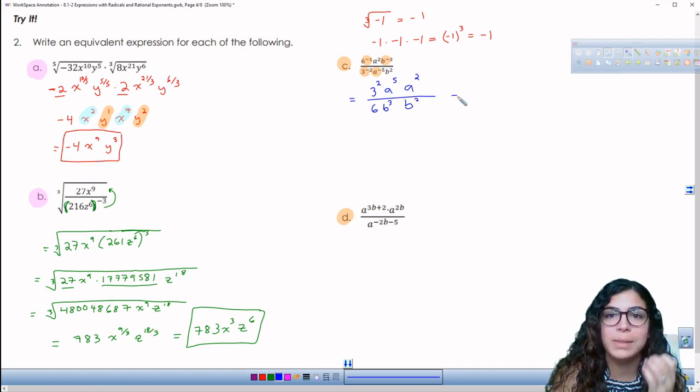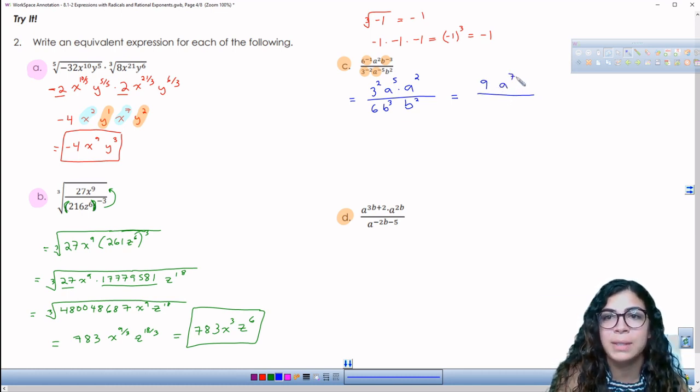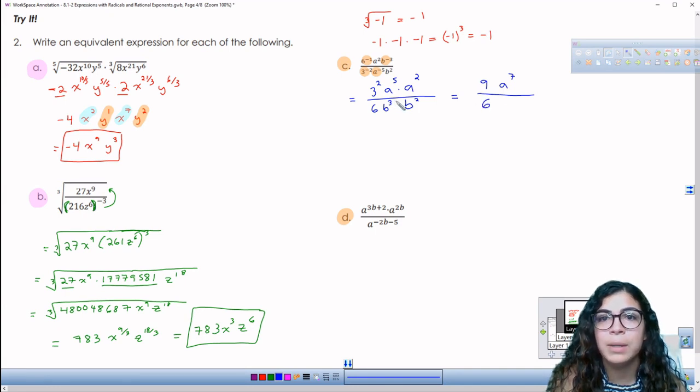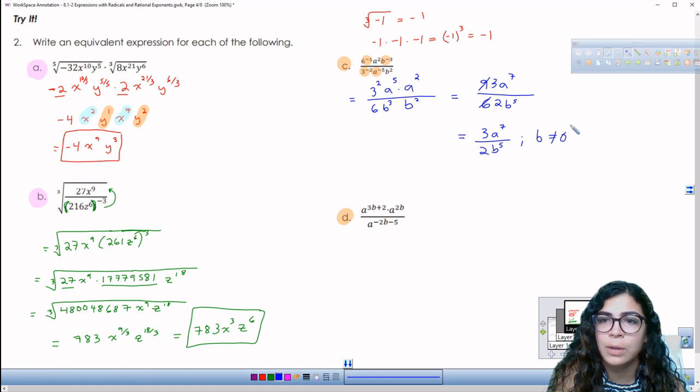Now, 3 to the power of 2 is 9, so we'll simplify that. Also, these two are multiplying together: a to the power of 5 times a to the power of 2 will be a to the power of 5 plus 2, which is 7. And then in the denominator we have 6. b to the power of 3 times b to the power of 2 will be b to the power of 3 plus 2, which is 5. And then 9 divided by 6, of course, I can simplify. Divide 3 on top and bottom. 9 divided by 3 is 3. 6 divided by 3 is 2. So we end up with our final answer, 3a to the power of 7 over 2b to the power of 5. And again, we do have a variable in the denominator, so we do want to mention that b cannot equal 0.